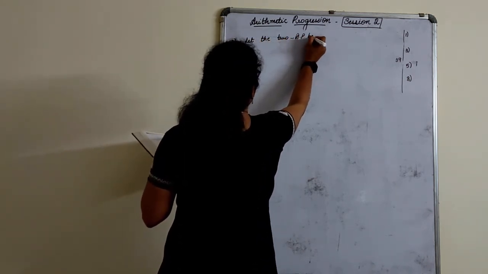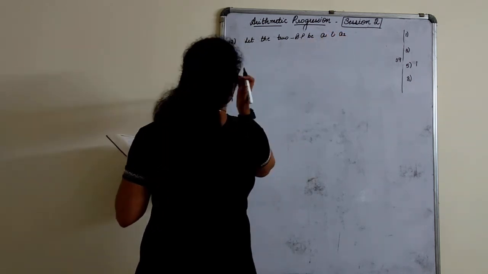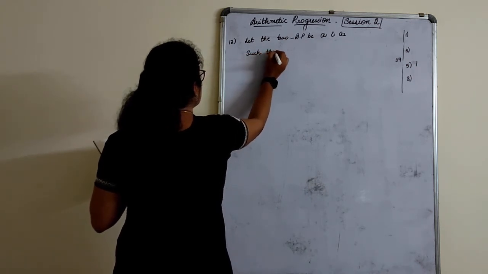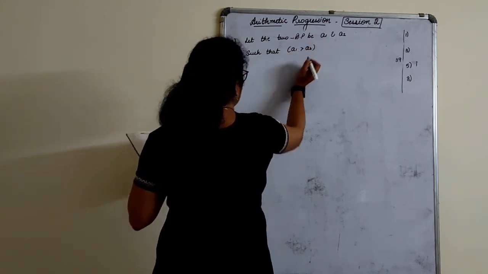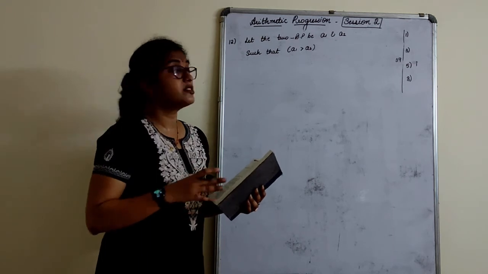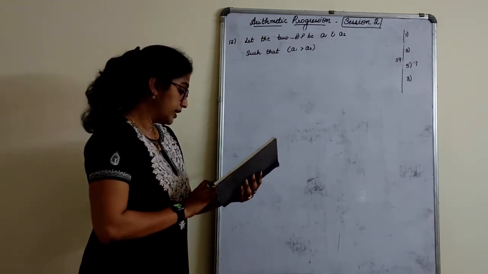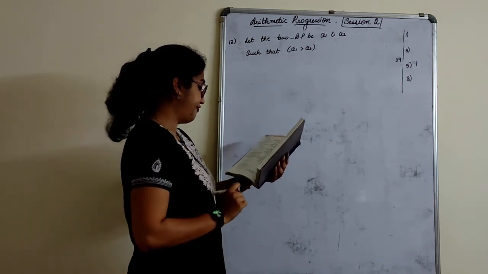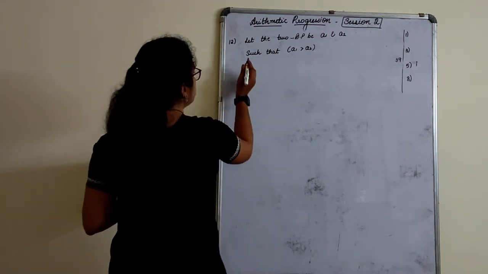APs be A1 and A2 such that A1 is greater than A2. Why greater than A2? Because we have to find the difference, no? So let us only assume that A1 is greater than A2. That does not matter with the question. Okay, so two APs have the same common difference. The difference between their 100th terms they have asked.